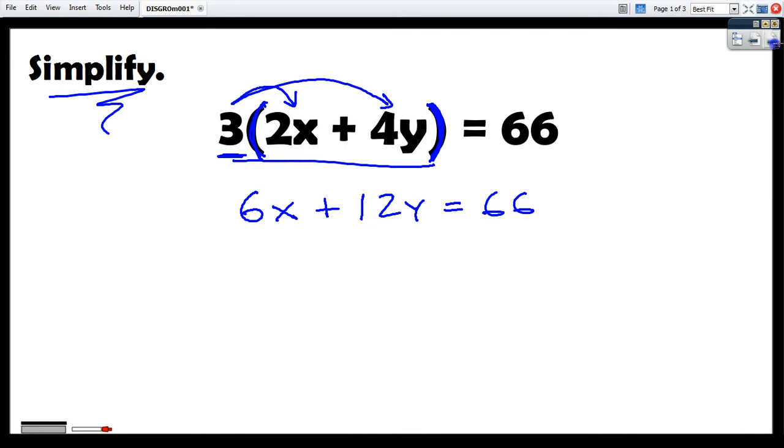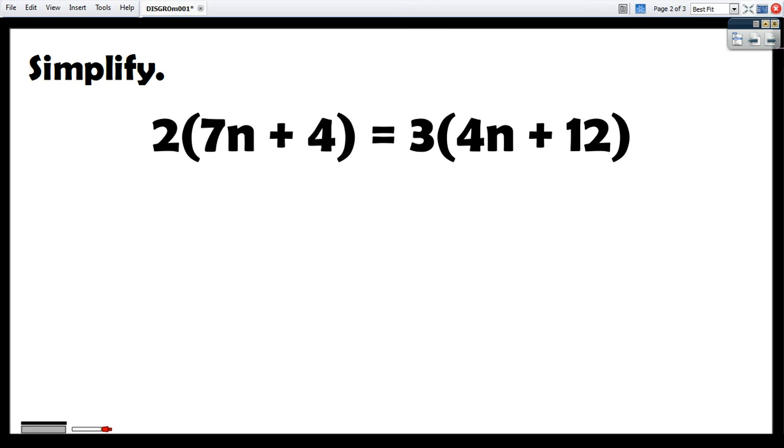Alright, let's take a look at another example. Here we've got another equation that eventually we'll solve, but for now we're just simplifying. 2 times parentheses 7n plus 4 equals 3 times parentheses 4n plus 12. Once again, on this side of the equation I have 2 grocery bags, and contained inside each grocery bag is 7n plus 4. Even though 4 is a regular number, just think of it as another item. Maybe it's like a $4 rebate inside the bag.